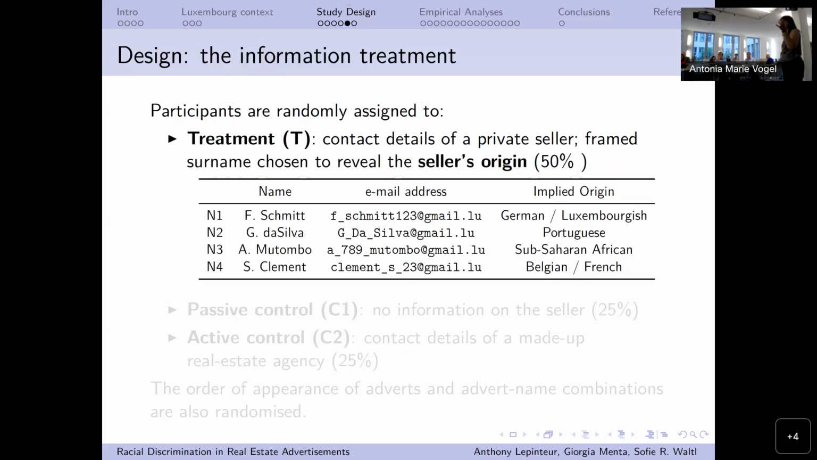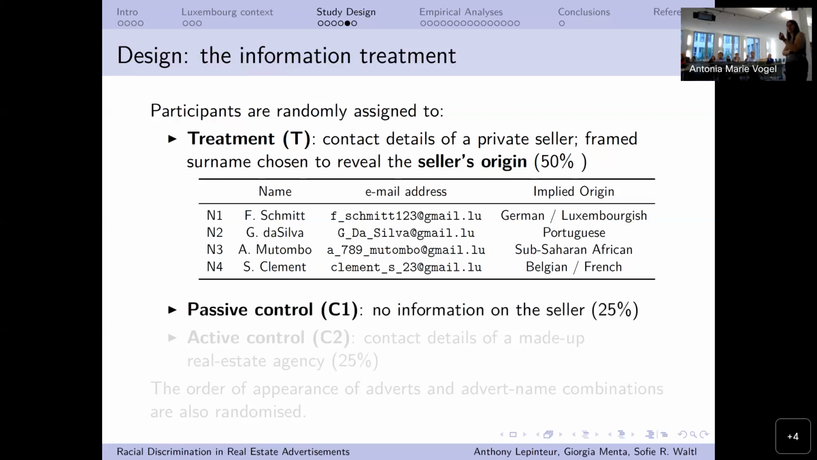So we took Schmidt as something very German, Da Silva as probably the most important Portuguese name, Mutombo signaling sub-Saharan names, and Clément as a French name. We also tried with people from these areas, and they would recognize the names, and pretty much everyone did. So that was the idea. Unfortunately, Luxembourgish names usually have a French first name and a German surname, so you cannot really distinguish between Luxembourgish and German in our experiments. The two would be the same in that sense.